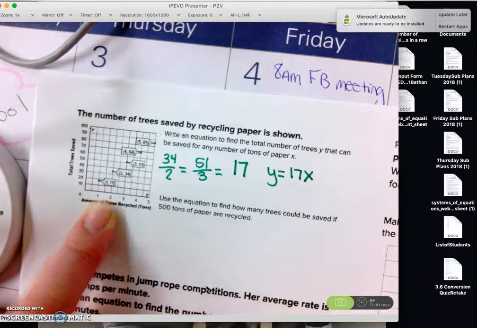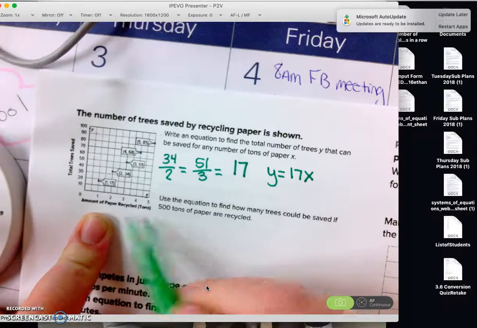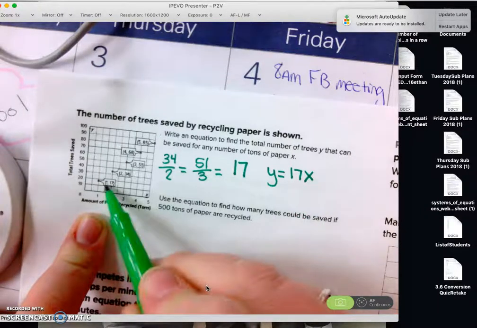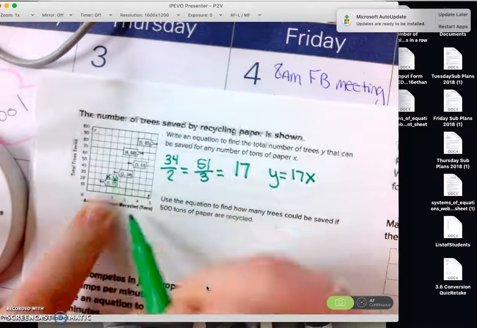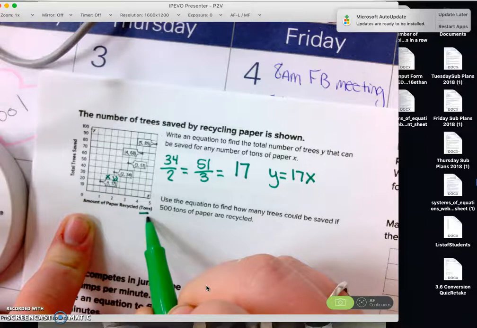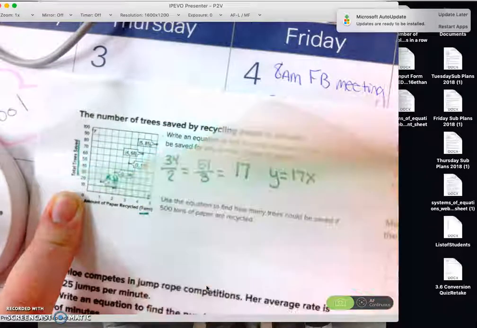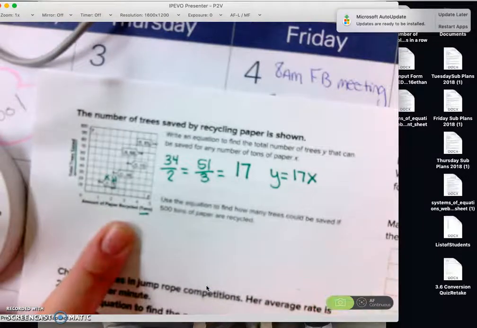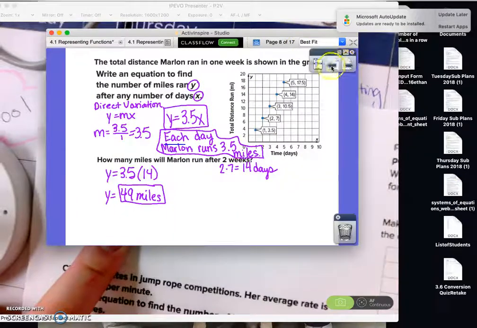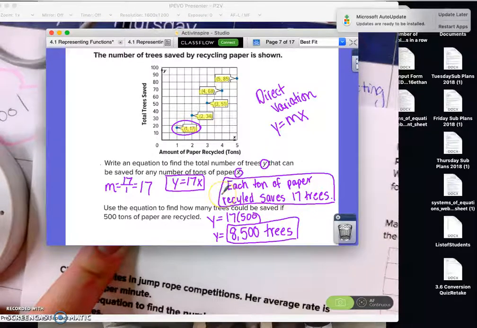And using words, if I recycle 1 ton, remember because this is my X and this is my Y, 1 is the X and that's the ton of paper. So for 1 ton of paper, I will have saved 17, whatever the Y is, and the Y is the trees saved. So I will have saved 17 trees. So each ton of paper recycled saves 17 trees, or 17 trees are saved per ton of paper.